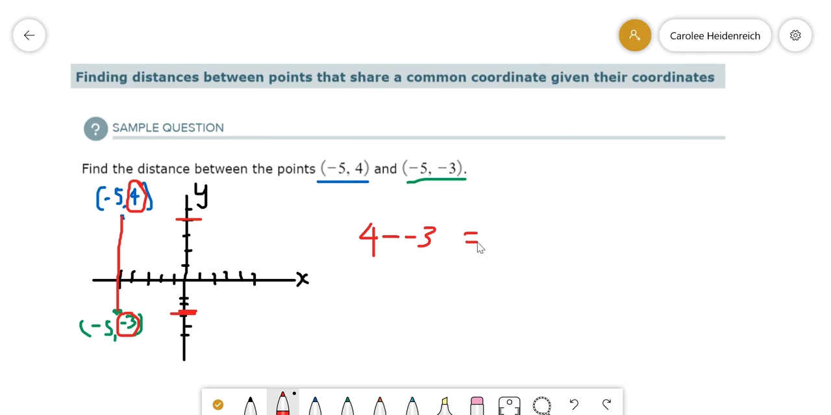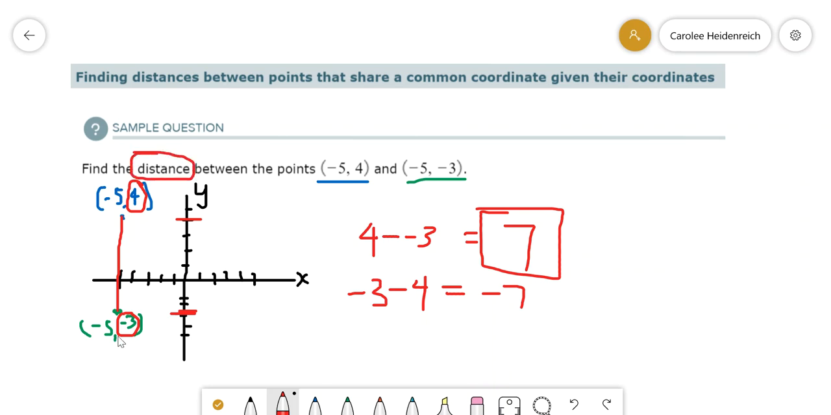And it should always come out to a positive answer when you're done because we're finding distance. So even if we had subtracted the other way around, did -3 minus 4, we'd get -7. But we'd change your answer to +7 at the end because we're looking for distance here. So that's how you find the distance between 2 points if they share a common coordinate.